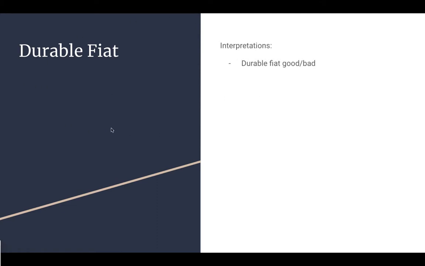So first, we should talk about durable fiat. So durable fiat is this idea that once you pass the plan, it'll stay in place for a long time, long enough that we can see some of the impacts that the affirmative or the negative team might be talking about when they're fiating this action.